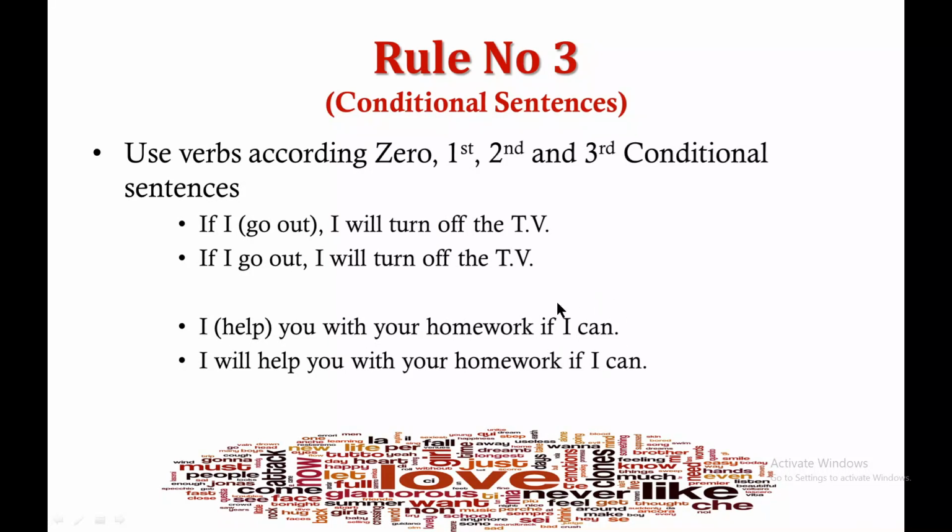So this is present indefinite tense. You have to apply future indefinite tense in the independent clause. So it will become, I will help you with your homework if I can. You can use shall over here as well. So this is the conditional sentence rule.